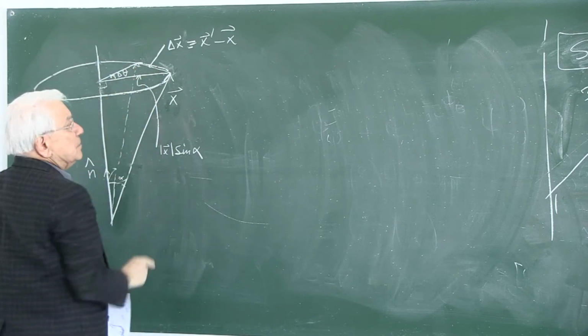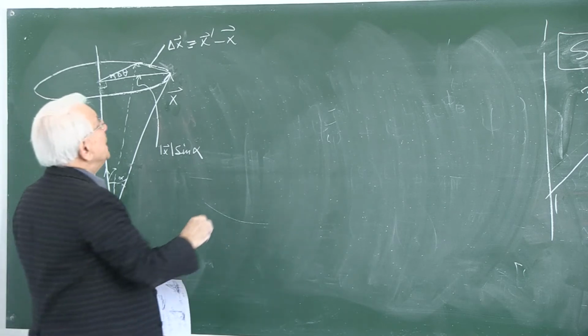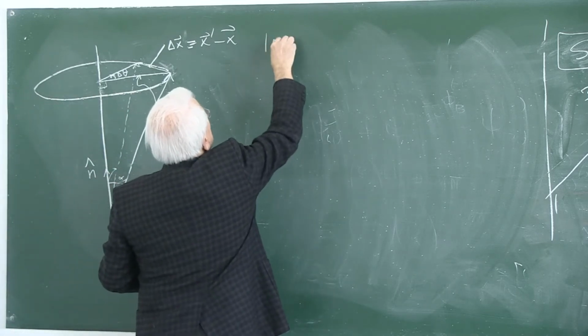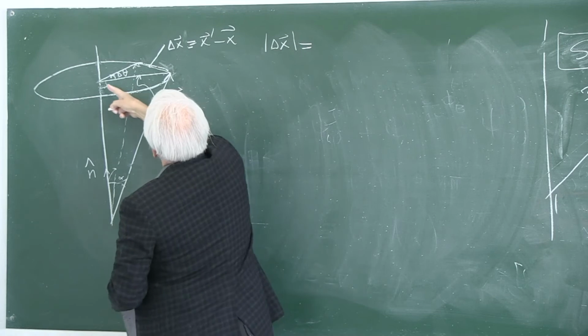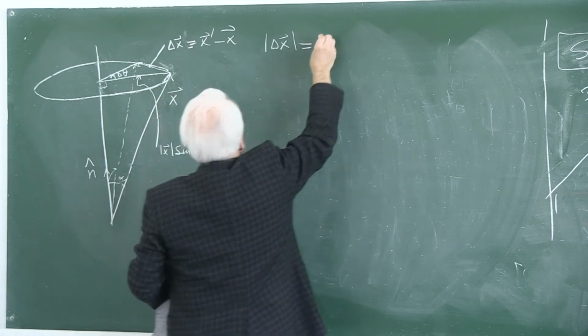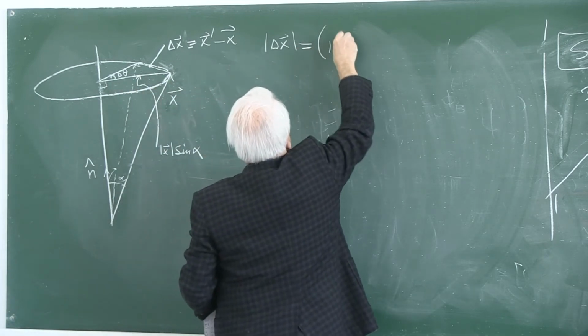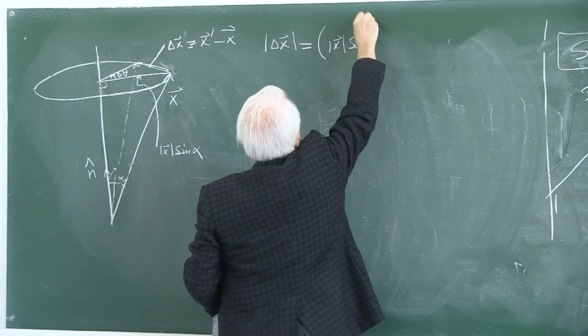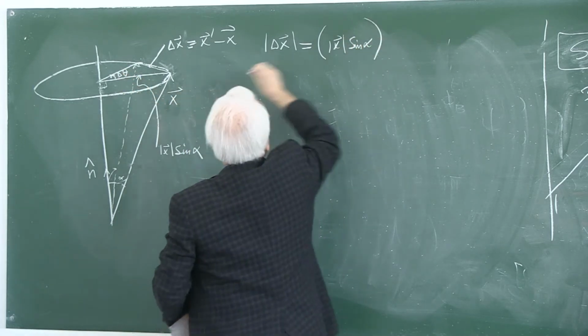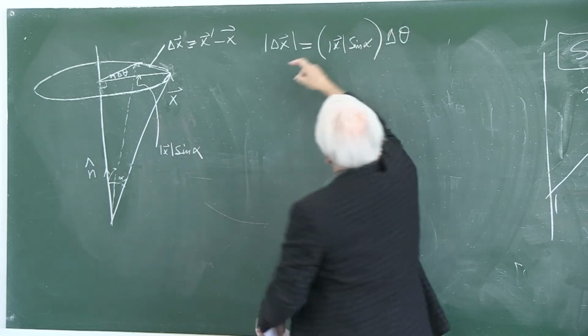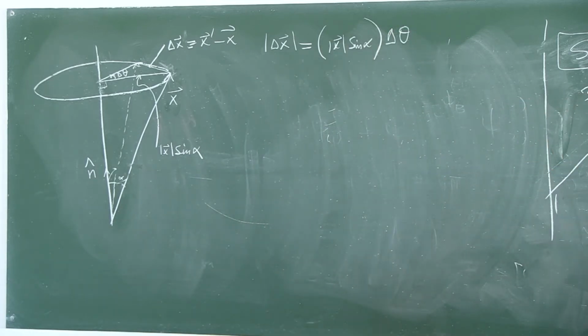So this is an infinitesimal arc. Therefore, the length delta x will be just this distance, x sine alpha times this angle delta theta. Right? That's the magnitude of the angle.